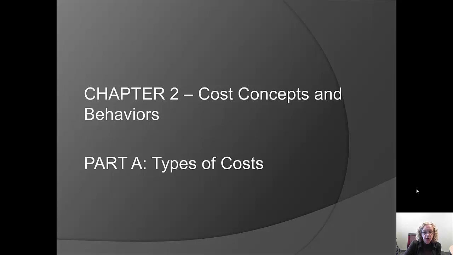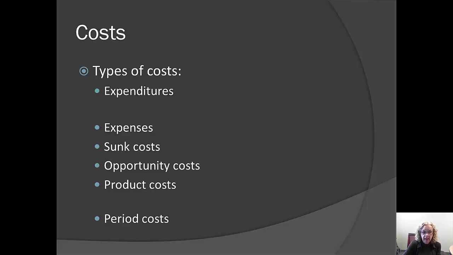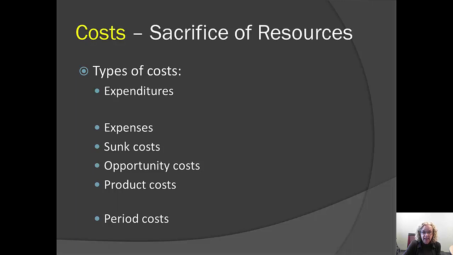Chapter 2 has to do with the ways that we can understand the various costs that we incur in our firm. And Part A has to do specifically with different types of costs. Now, a cost is basically a sacrifice of resources, but the nature and the timing of that sacrifice can make a big difference to the way that we understand that cost.